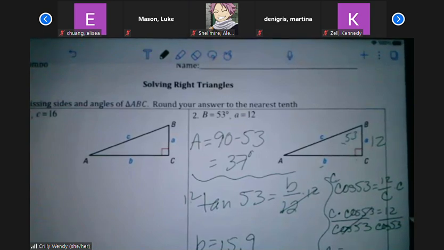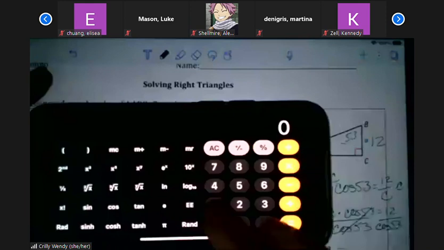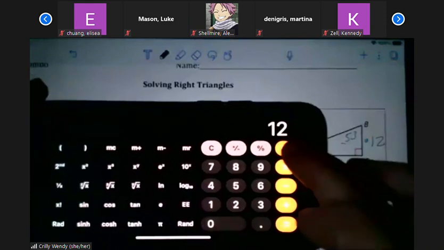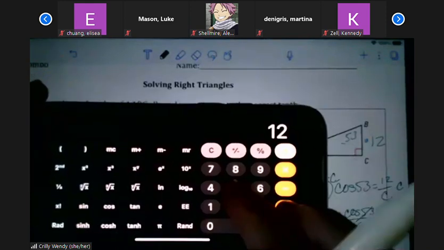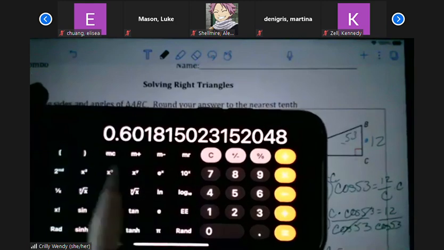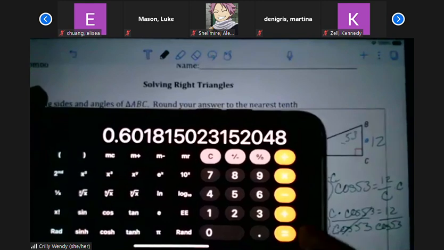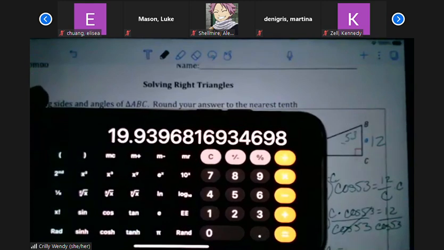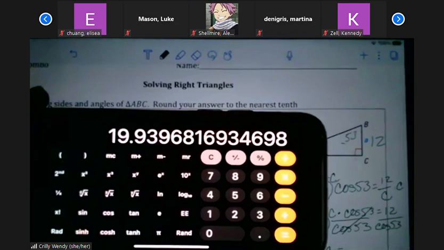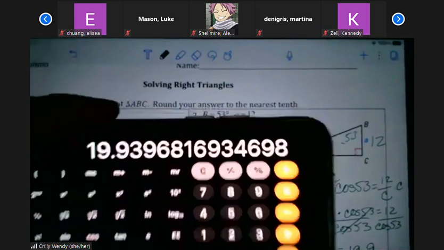And so calculator, I now need to do this division. So I'm going to do 12 divided by 53 cosine. But again, that's just the cosine of 53. I have to hit equals to do the actual division. And so I get 19.9. So the hypotenuse is 19.9, almost 20.